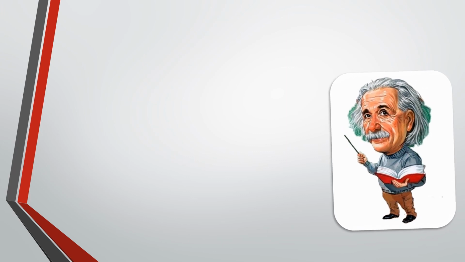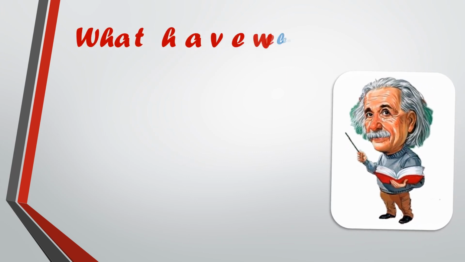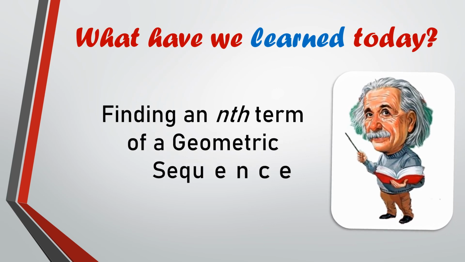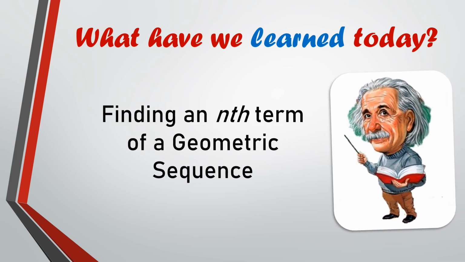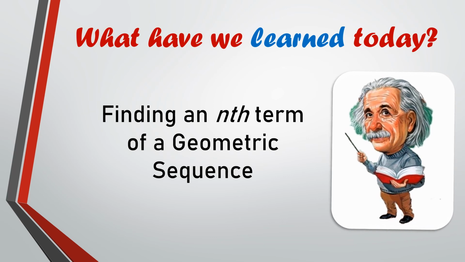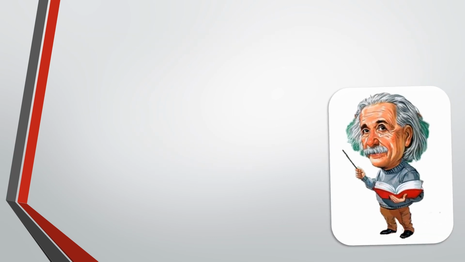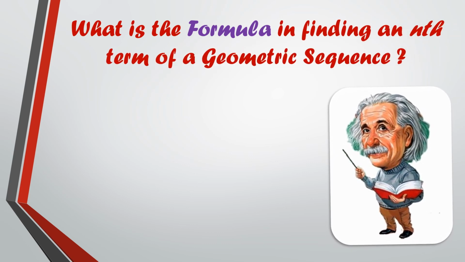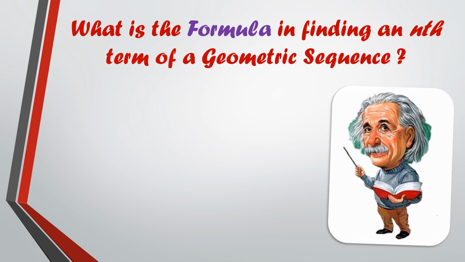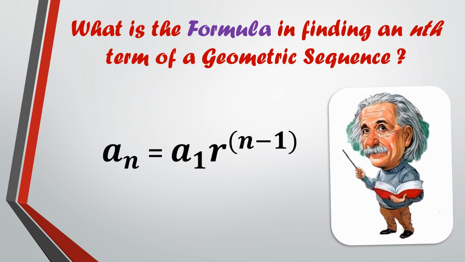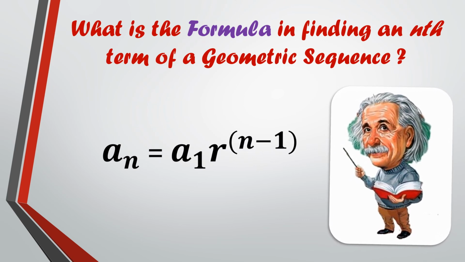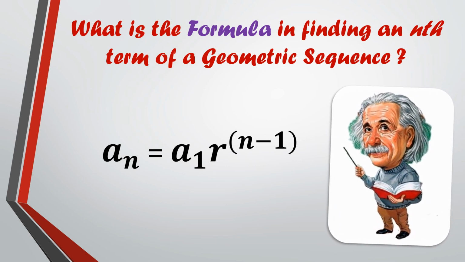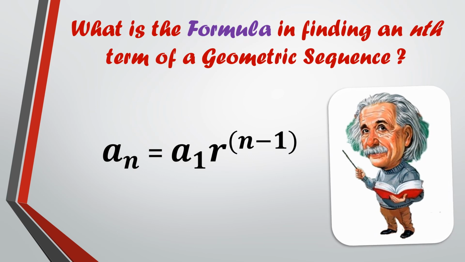That's it for our lesson for today. What have we learned again? We have learned how to find an nth term of a geometric sequence. What is the formula in finding an nth term of a geometric sequence? The formula is a sub n equals a sub 1 times r raised to n minus 1.